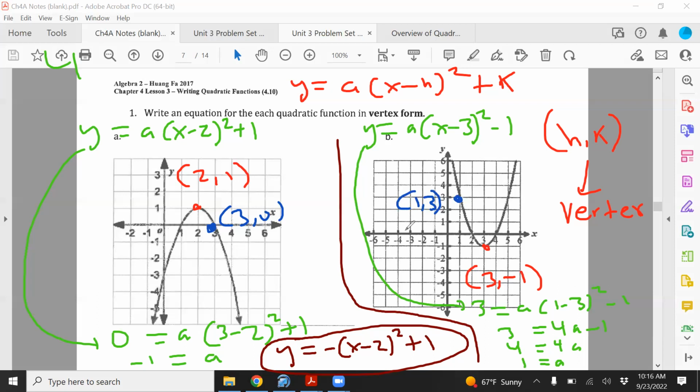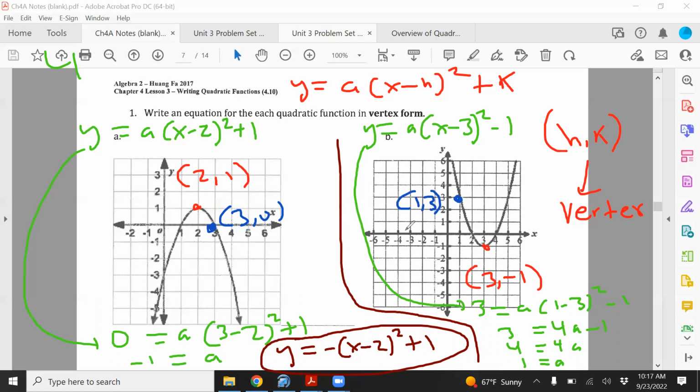We still got 1. Please don't make that mistake. That's one of my pet peeves. Sorry, I'm getting very animated about it, but it's something I don't want you guys to make. It's not your fault, we had a pandemic. It's just the way it was. So anyway, a equals 1. Please don't make that mistake.